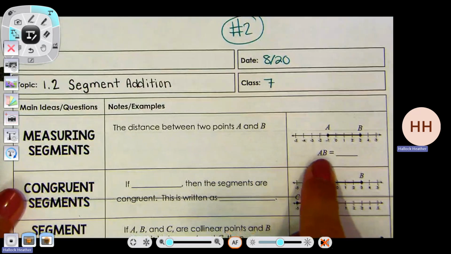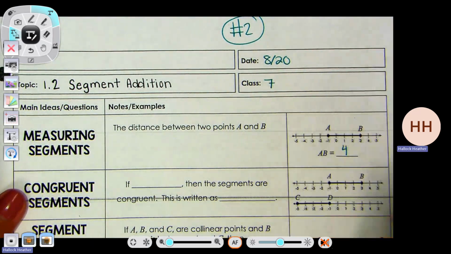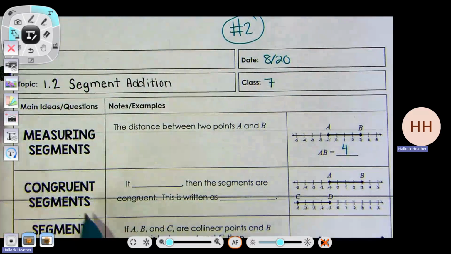So if I was going to measure the distance from A to B, what would be the distance? 4. So put a little 4 here. So the distance between A and B is just 4 units.